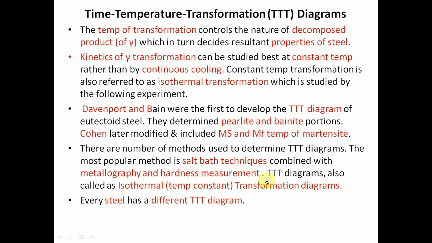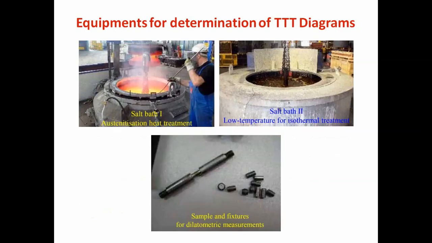The TTT diagram is also called the isothermal transformation diagram or constant temperature transformation diagram. Every steel has its own TTT diagram, so every TTT diagram will have a different way of plotting. These are different equipment used in determination of the TTT diagram. This first figure indicates a salt bath furnace.